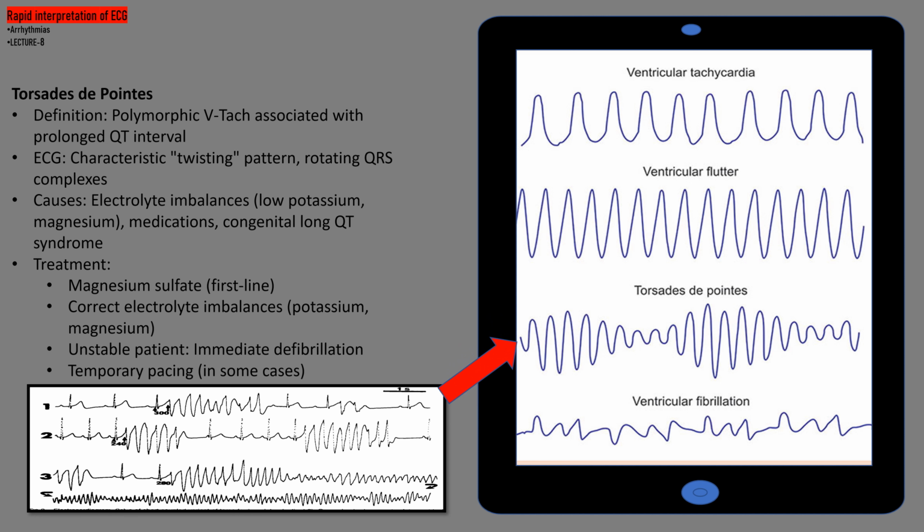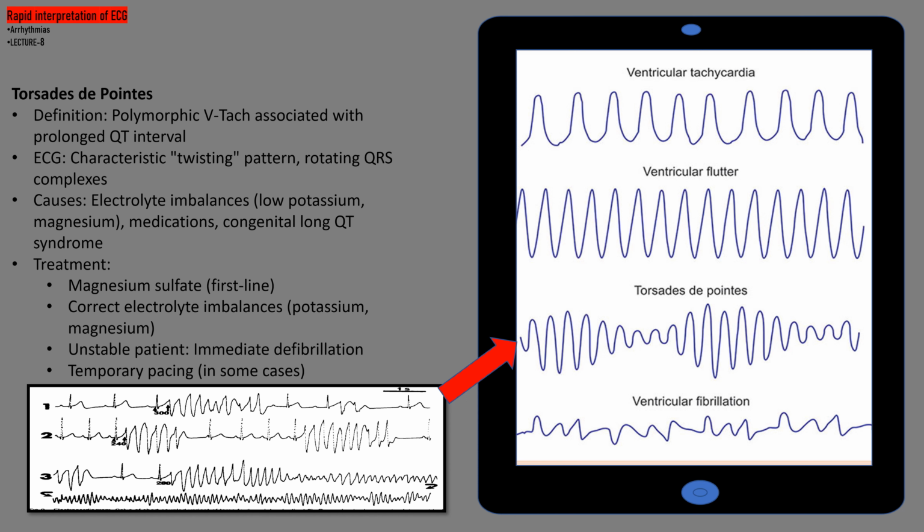Torsade de pointes. Torsade de pointes is a form of polymorphic ventricular tachycardia, often associated with a prolonged QT interval. The ECG shows a characteristic twisting pattern with QRS complexes that appear to rotate around the baseline. This arrhythmia is linked to conditions that cause a prolonged QT interval, such as electrolyte imbalances, especially low potassium or magnesium, certain medications, or congenital long QT syndrome.